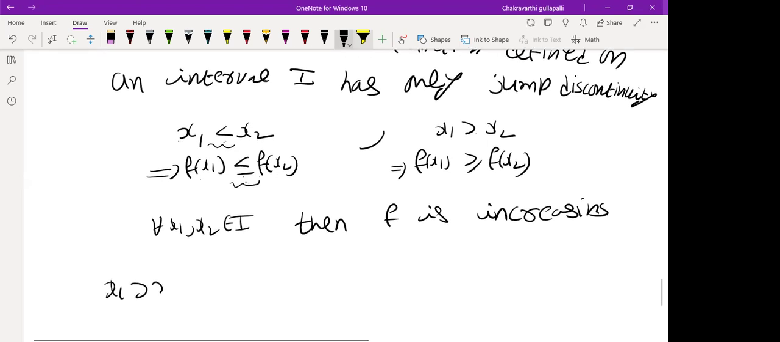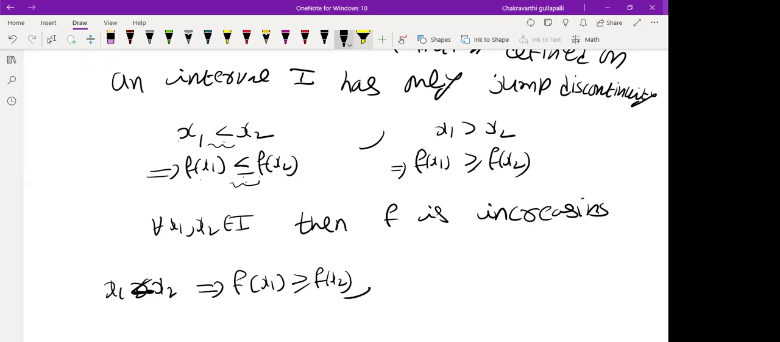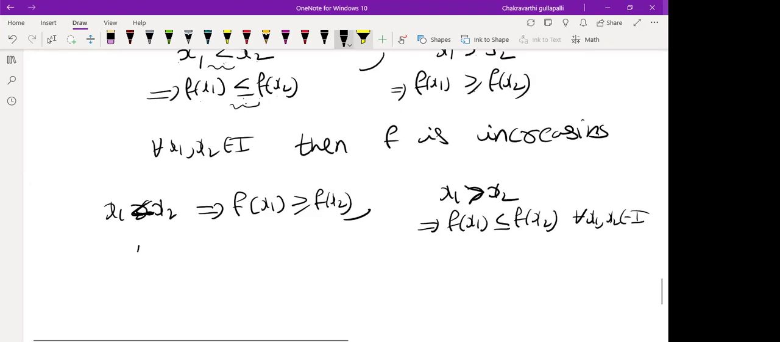So x1 less than x2 implies f of x1 is greater than or equal to f of x2, and x1 greater than x2 implies f of x1 is less than or equal to f of x2, for all x1, x2. Then we say this function is monotonically decreasing. Then f is decreasing.